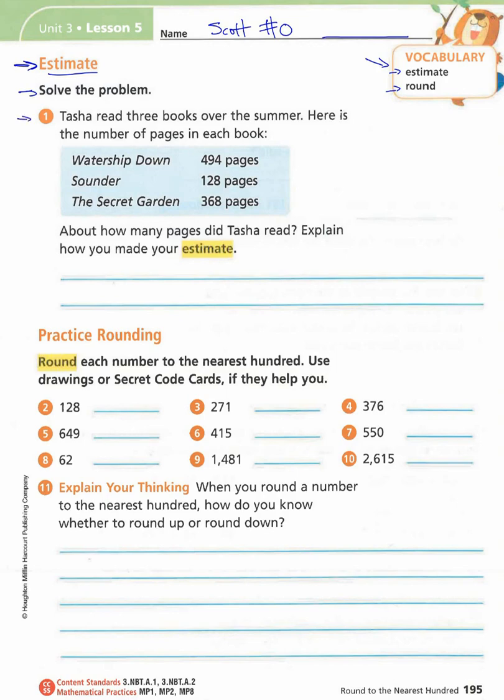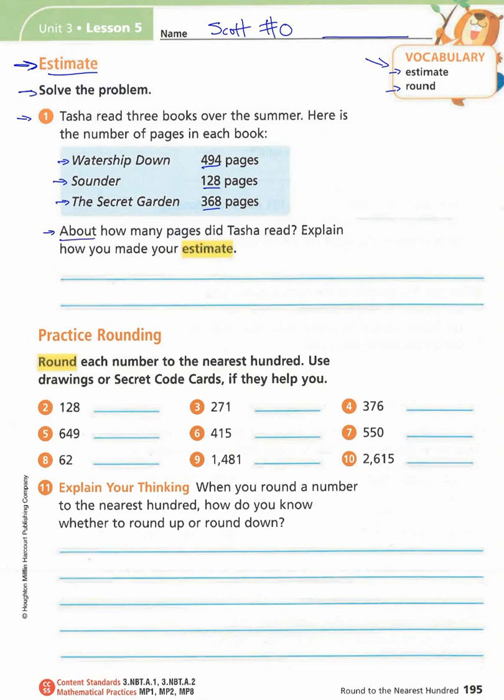So let's go ahead and read this. Number 1, Tasha read 3 books over the summer. Here's the number of pages in each book. Watership Down, 494 pages. Sounder, 128 pages. The Secret Garden, 368 pages. And then it says, about how many pages did Tasha read? Explain how you made your estimate.